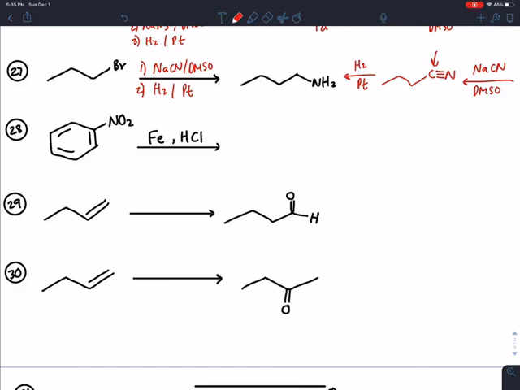Next reaction. This reaction specifically, also a chapter 11 reaction. Now, I think this says Fe. I couldn't exactly read it, but this is actually a reduction reaction, and it's very specific. It just turns NO2s into NH2s. It's very specific to the benzene, so I don't know the likelihood of this being asked.